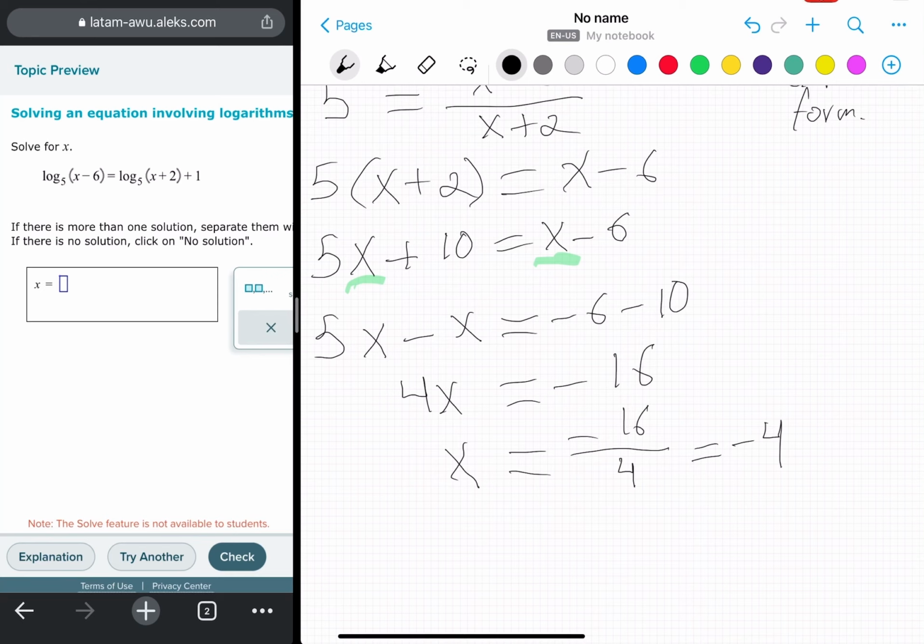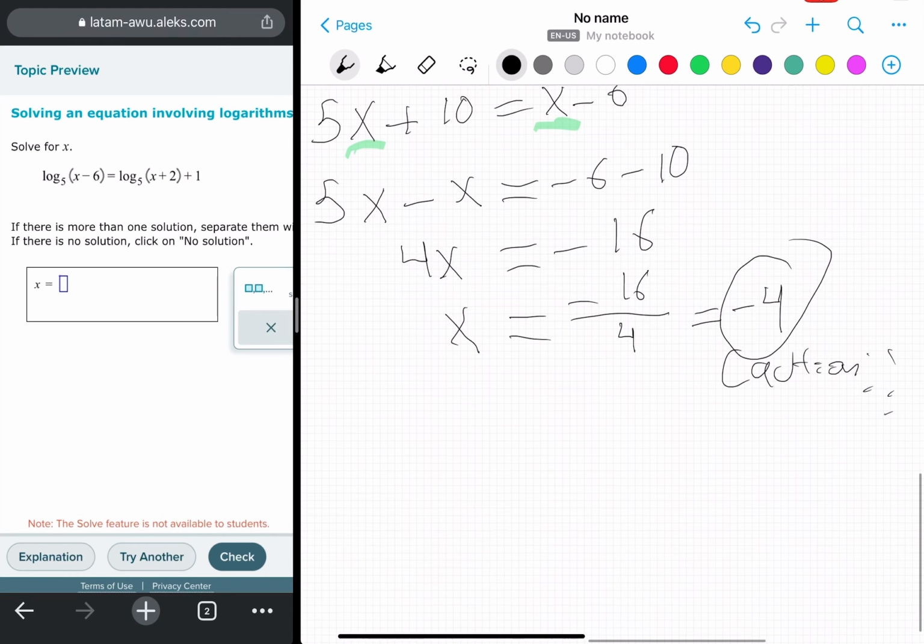But let's be very careful. Caution. We have a negative answer. And by definition, we cannot have negative logarithms. But let's try to see why.